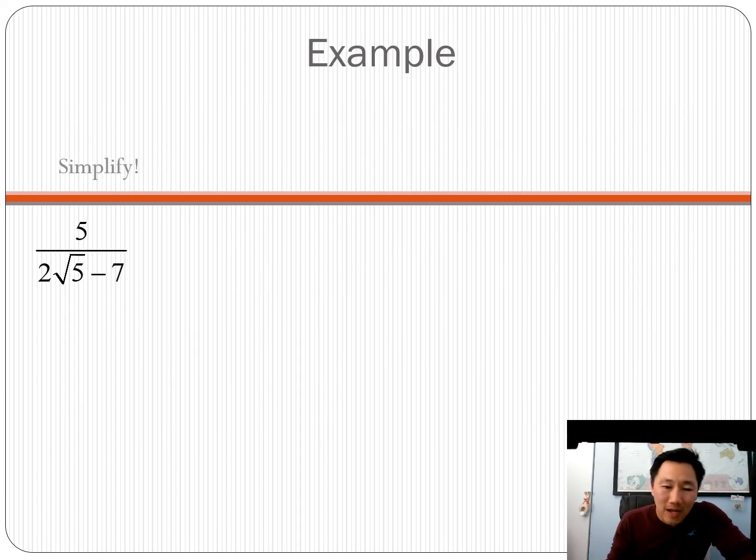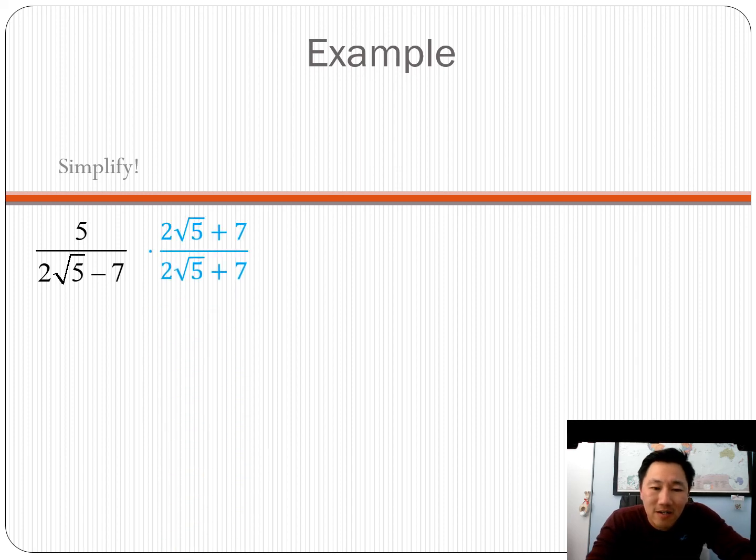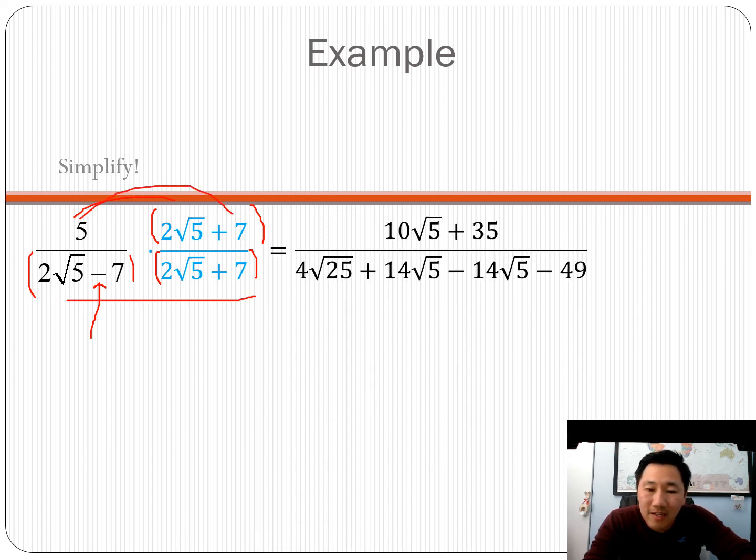Same thing, we have a radical in the denominator. So you multiply the top and the bottom by the conjugate of the bottom. So I just change it to plus 7. If it helps, put them in parentheses. The top you just distribute. The bottom you have to FOIL. That's what we get.